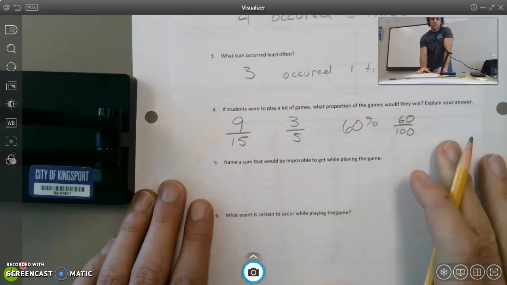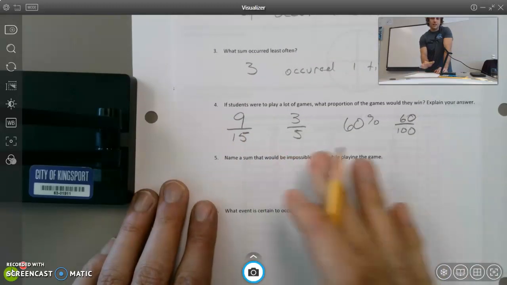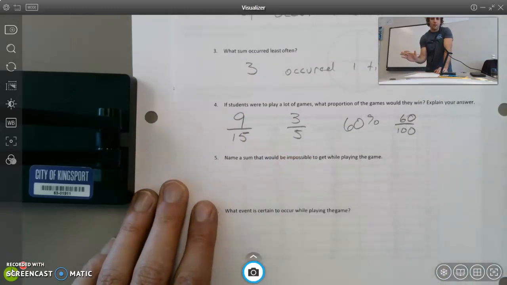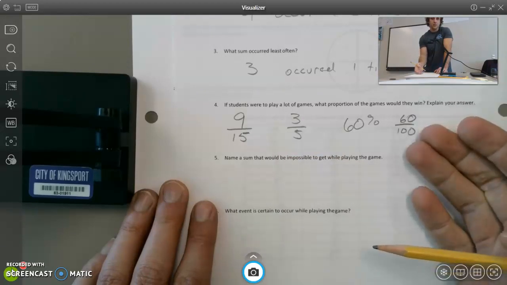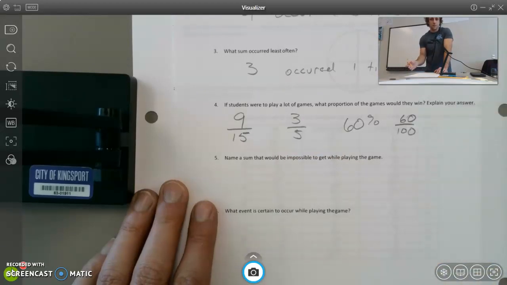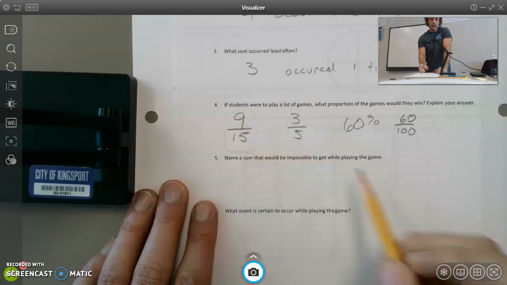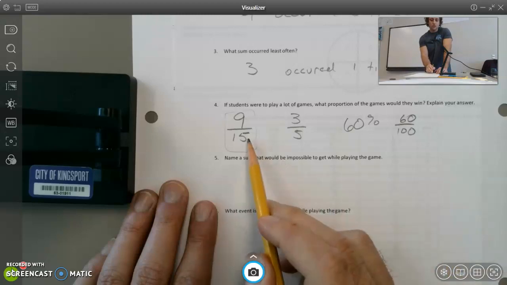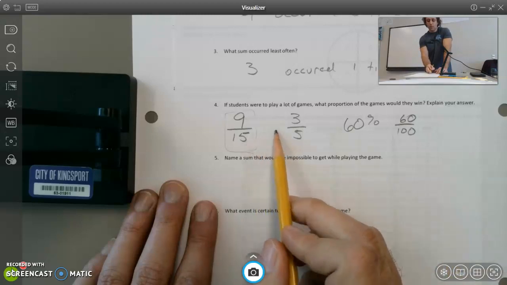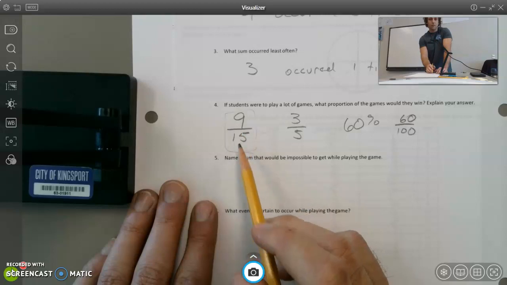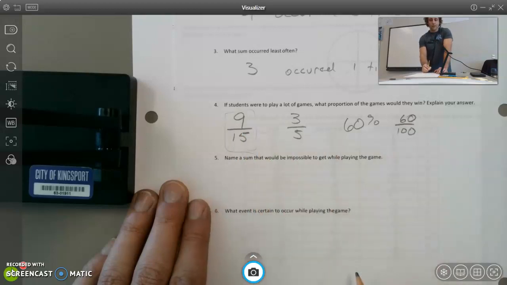Okay? We are not looking at the exact or theoretical idea of probability right now. What we're looking at is, based on your experience, what can you assume? So we won 9 out of 15 times. I can assume that people win 3 out of every 5, or 9 out of every 15, or 60 out of every 100.